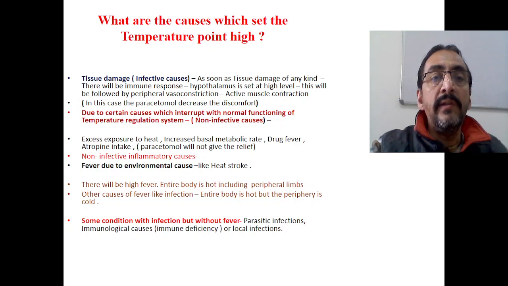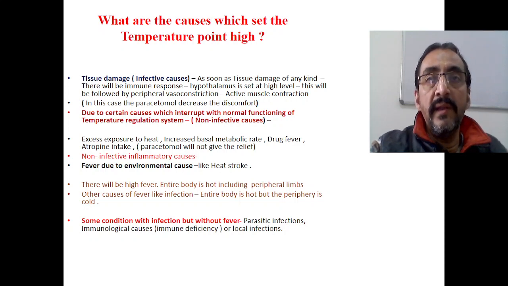Number one, tissue damage. Tissue damage is usually caused by any of the infective causes. As soon as tissue damage takes place, which may be of any kind, there will be an immune response. So now the hypothalamus will set a new temperature at a quite higher level. This will be followed by peripheral vasoconstriction, and as a result there will be active muscle contraction, and now the temperature is going to increase. The body metabolism increases because of the active muscle contraction, and as a result it increases the body temperature, because at the end of metabolism energy, heat and water are produced, so more heat will be produced. This is one of the causes.